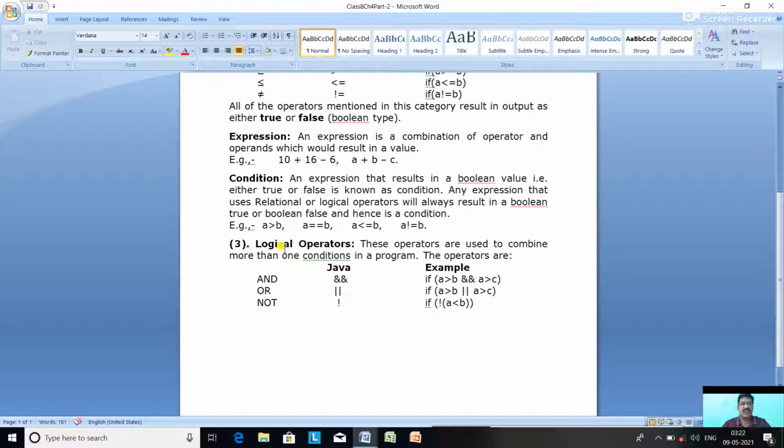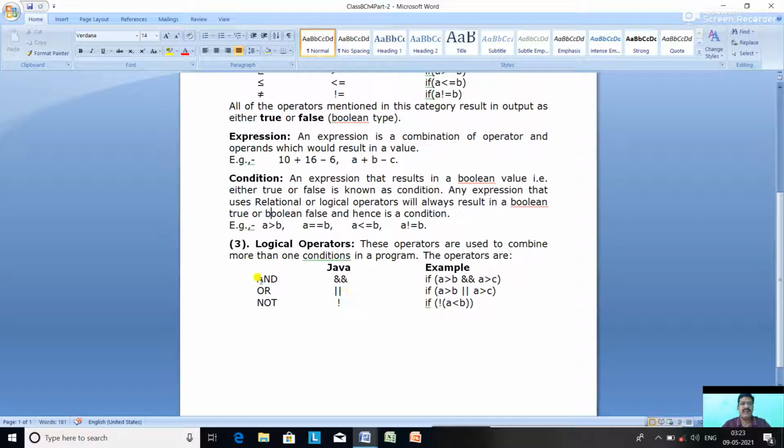Today, the last operator for today's class: logical operators. Logical operators are used to combine more than one condition in a program. What do they do? They combine more than one condition in a program. A relational operator gives only one condition, and logical operators combine more than one condition in a program.